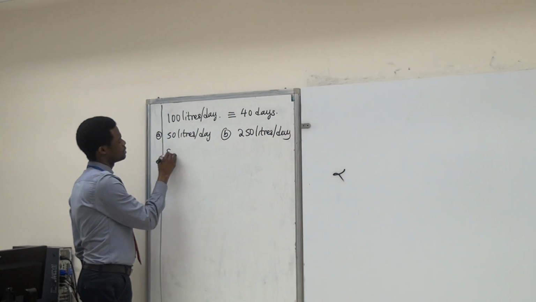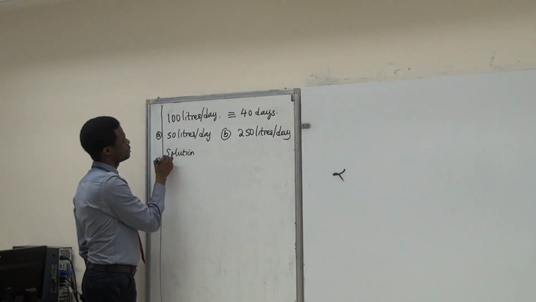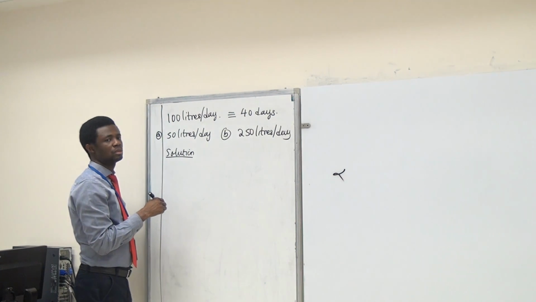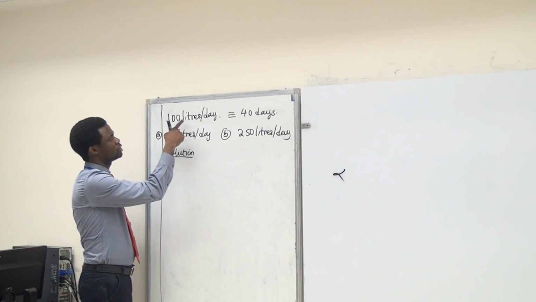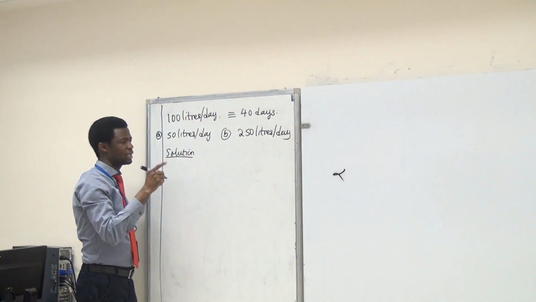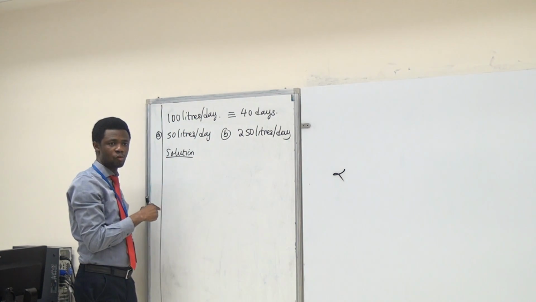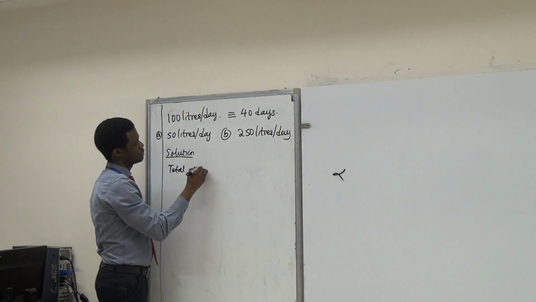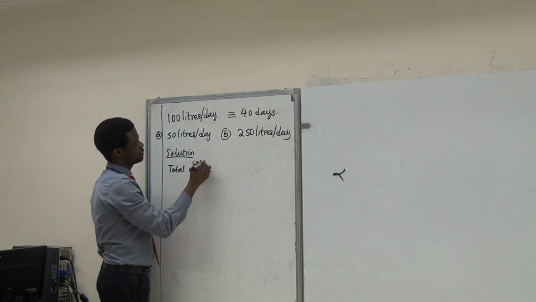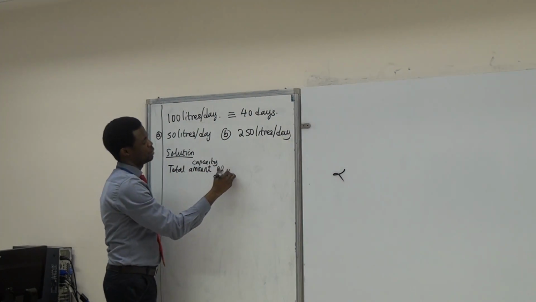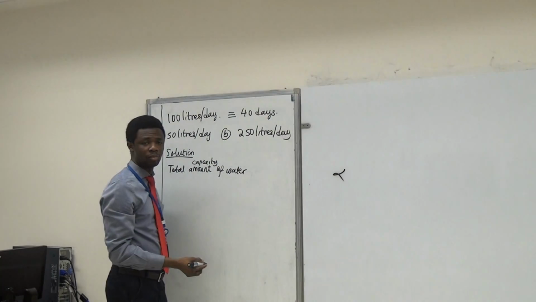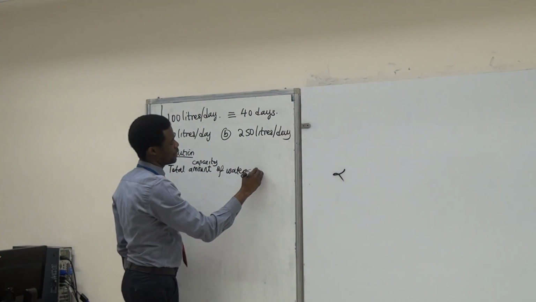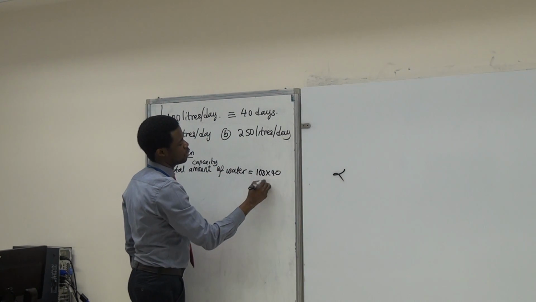The total amount of water. So 100 times 40. If you use 100 liters per day, she's suggesting that we can find the total capacity of water. I call it the total amount, because capacity might be confusing to some of you. The total amount of water available is the same. So if somebody uses 100 liters per day, how much do we have in total? 100 times 40.